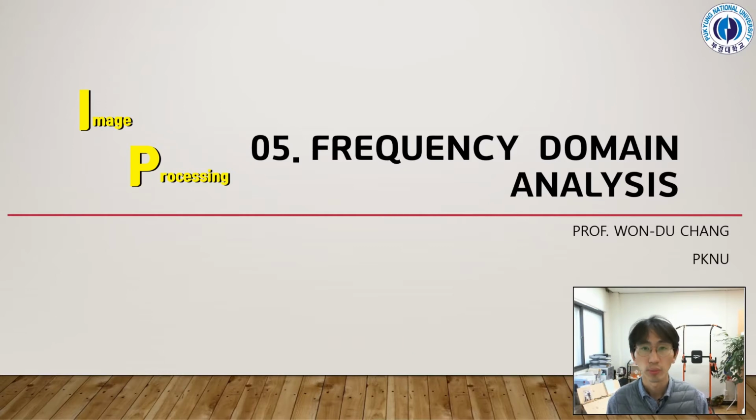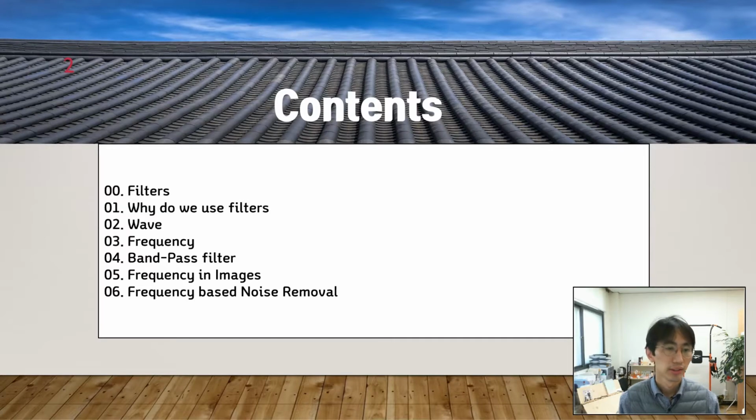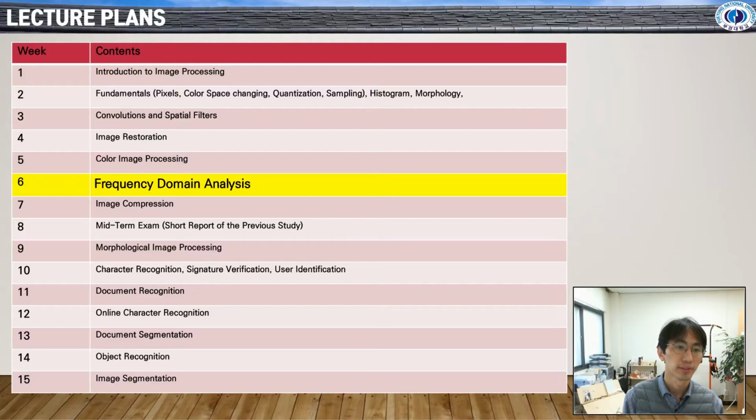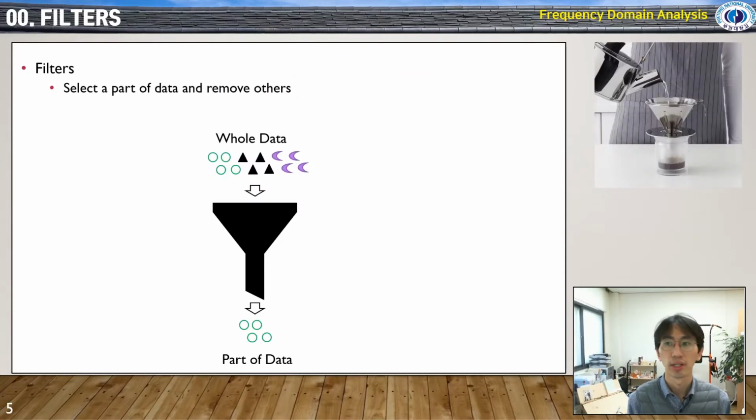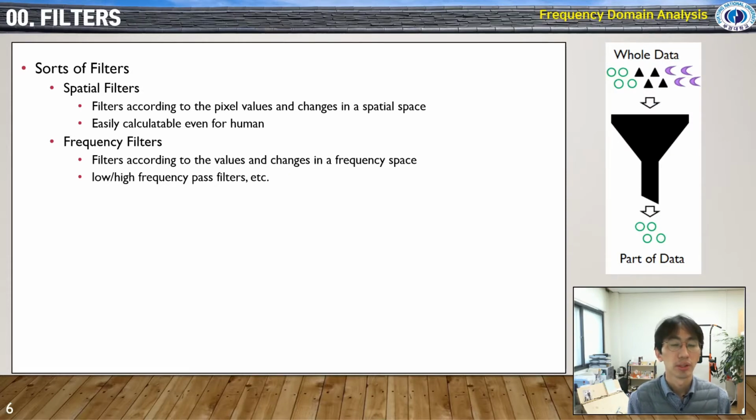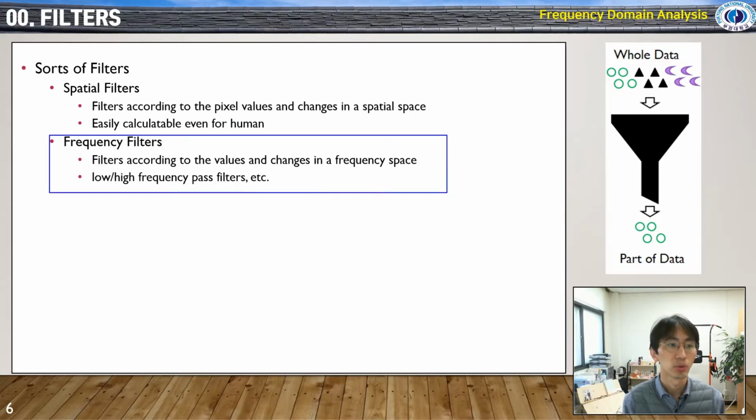Today we will talk about frequency domain analysis in image processing. Okay, let's start from filter. We already talked about the filter last time in the previous video, so you already know what the filter is, right? There is something mixed and we want to extract something we need through the filter. Okay, this is the filter. Last time we talked about the spatial filter already, and today we will talk about frequency filter.